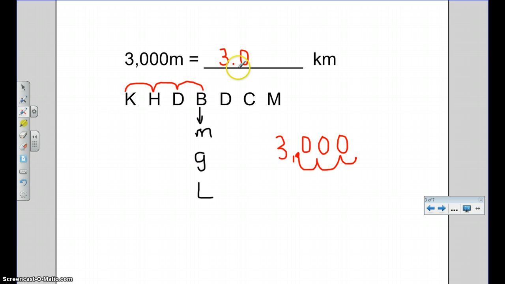Would I be wrong if I just wrote the whole number 3? No, I wouldn't. So now I know that 3,000 meters is equivalent to 3 kilometers. Good job. Let's move on.